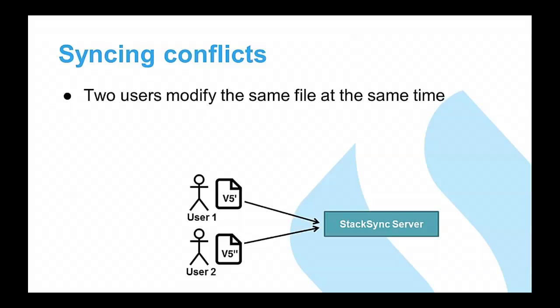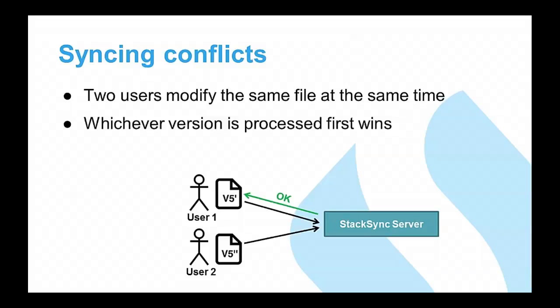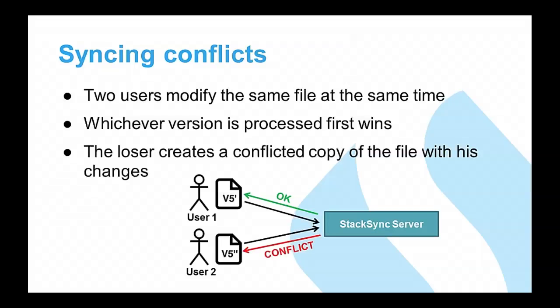And then they commit the changes to the StackSync server. So what we do here is pretty simple. The first version to be processed in the StackSync server is considered to be the winning version. Okay. So in this case, let's say user 1 was the one that was processed first. So he gets an acknowledgement. He gets, OK, everything is correct. You are synchronized. You are OK. And then user 2 receives a conflict message saying, OK, here we have a problem.